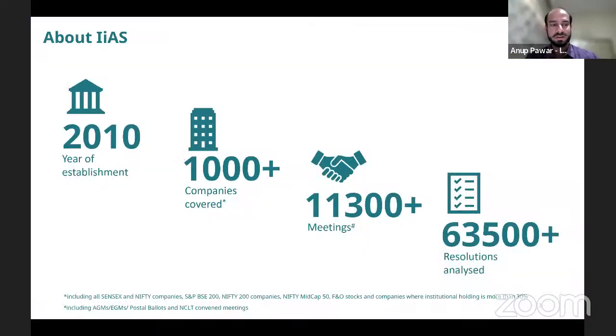So a quick introduction of IIAS. We've been in existence since 2010. Right now, as we speak, we cover close to 1,000 listed companies. So any shareholder resolution that's proposed by any of these 1,000 odd companies, we cover it. We write out our proxy advisory reports on it. Till date, from the time of our establishment, we've covered over 11,000 meetings and counting. Every day that ticker just keeps increasing because of the number of shareholder meetings that we cover.